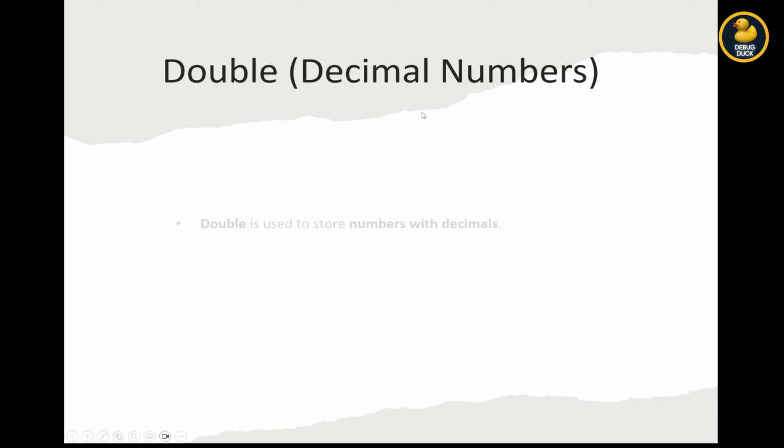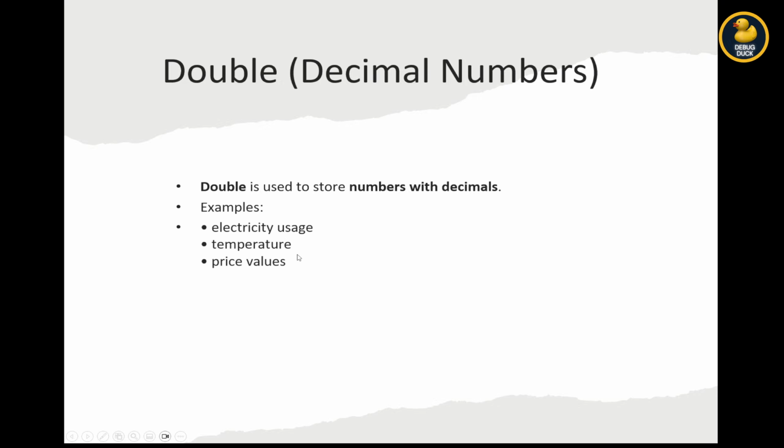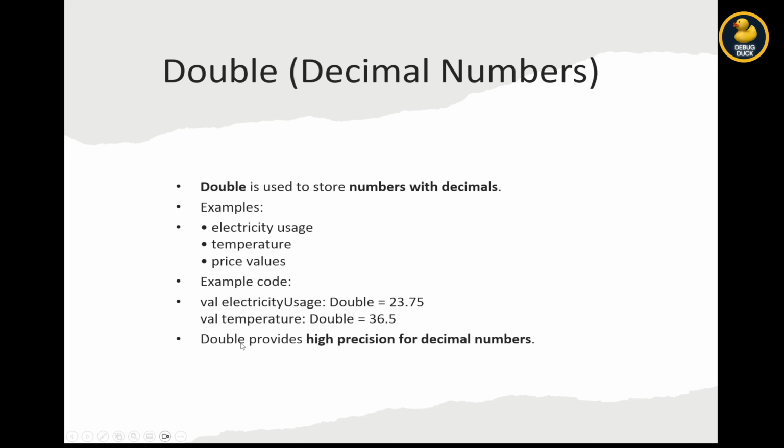Double for decimal numbers. Double is used to store numbers with decimals, for example, electricity usage, temperature, price values. Example: electricityUsage: Double = 23.75, temperature: Double = 36.5. Double provides high precision for decimal numbers.